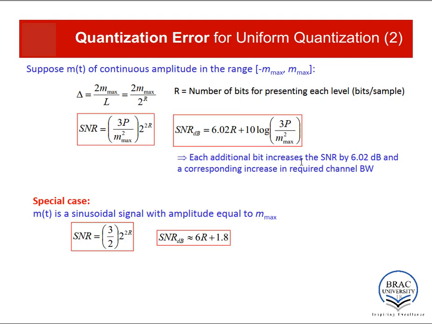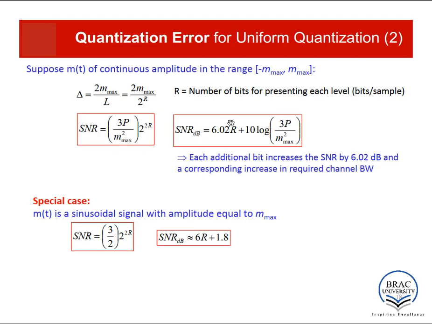That means this part is constant, because if you keep the signal unchanged, then m max and p both are unchanged, so you cannot change this part. But if you increase this r, the number of bits, your quantization level is increasing. If quantization level is increasing, quantization step or delta is decreasing. If delta is decreasing, your SNR should increase, and you can see that here. If R is increased, SNR is increased.